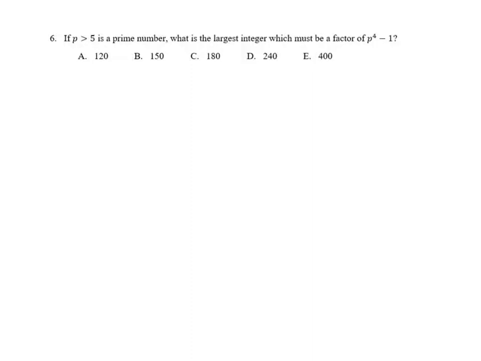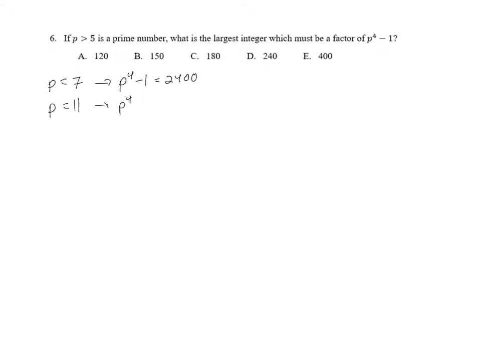We can start with trial and check. If p equals 7, that gives us p to the fourth minus 1 equals 2,400. Unfortunately, that doesn't help because all of the answer choices are factors of 2,400. So instead, we try p equals 11.